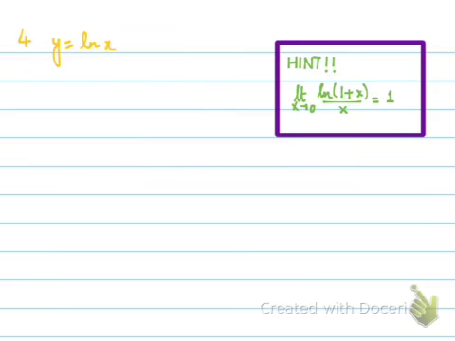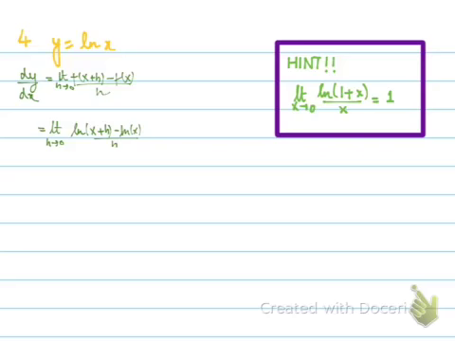Now let us move on with y equal to ln of x. Similarly, dy by dx by the first principle is equal to limit h approaches 0 of f of x plus h minus f of x over h, right? Now let us put the values: limit h approaches 0 of ln of (x plus h) minus ln of x over h.